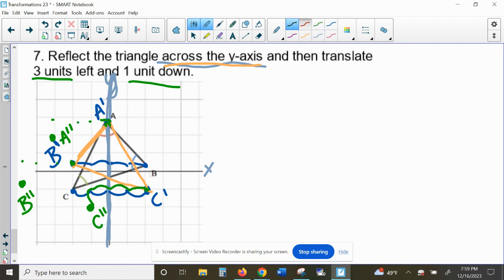So that means my final triangle is here. Make sure all 3 of your triangles look like they're the same size and shape. If they're not, you messed something up. So these are my 3 points for my final figure.